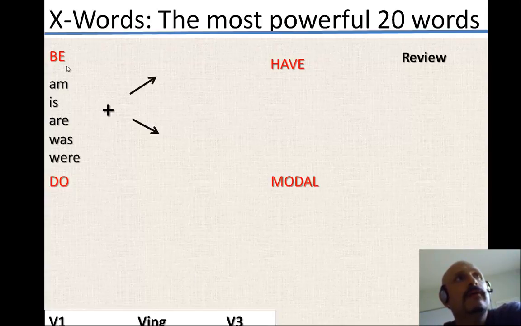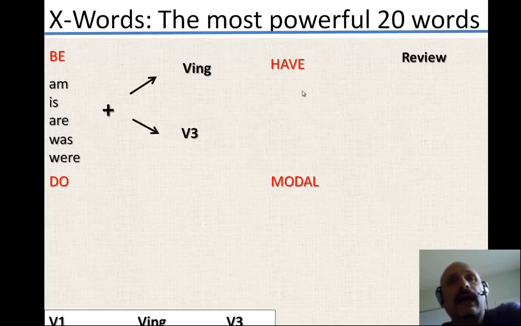So when you have am, is, are, was, were in a sentence and there is another verb, there are 2 possibilities, 2 forms that you can put. Either verb ing or verb 3. Be plus verb ing gives you the continuous form. And be plus verb 3 gives you the passive. That's how you make the passive.